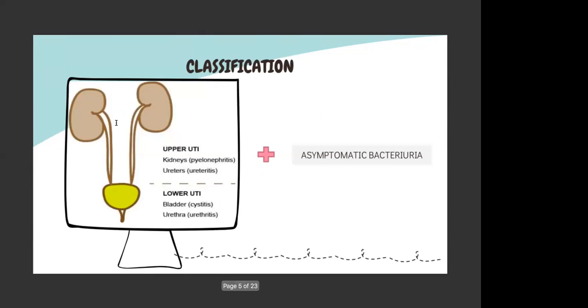So UTI can be categorized anatomically into upper tract and lower tract infection. Upper tract UTI involves infection and inflammation in the kidneys, known as pyelonephritis, and ureters, known as ureteritis. While lower tract UTI involves infection within the bladder, known as cystitis, and urethra, known as urethritis. There is also a condition in which there is a positive urine culture without any manifestation of infection, known as asymptomatic bacteriuria, and this condition is common in girls.